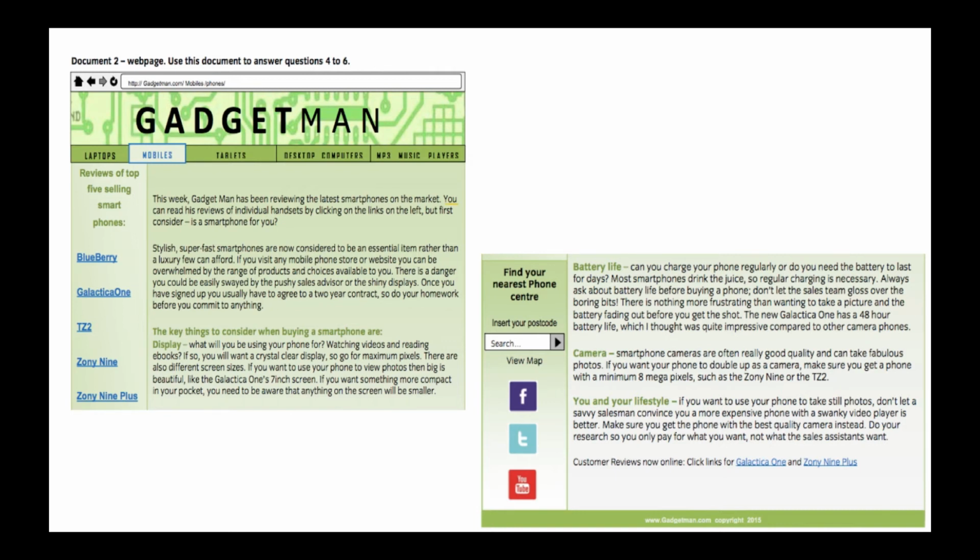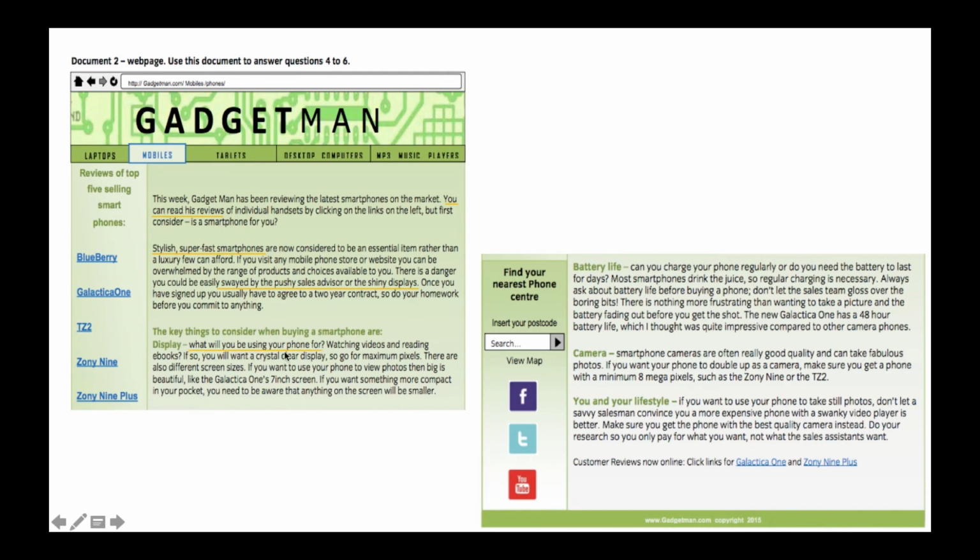So, first of all, you can read his reviews. That's direct address, you. They want you to get involved. Stylish, super fast smartphones, an alliteration, or actually a sibilance because it's all S's, so it's up to you which one you use. You will not be marked wrong if you use alliteration or sibilance. Don't panic. There is also another alliteration / sibilance one here, swayed by the pushy sales advisor or the shiny displays. There's a lot of S's in there, so we can still use that.